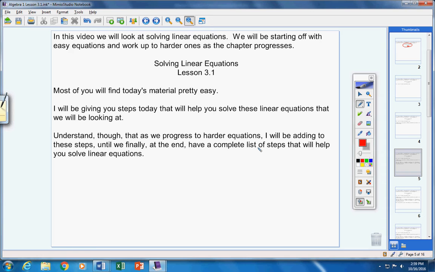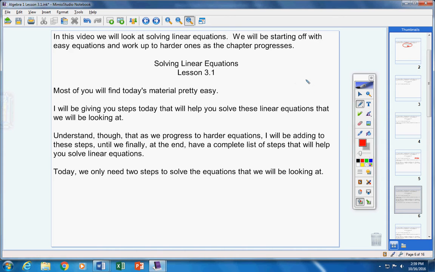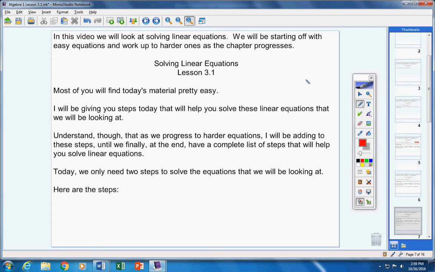I don't have the book open here in front of me. I'm not sure how many lessons we're going to look at in which we're solving linear equations, but I know it's going to be probably about 4 or 5 lessons. It's going to be a lot of lessons, and as they become more and more difficult, I'm going to have to add more and more steps. Like, for example, today we're just going to have 2 steps and that's it. 2 steps and nothing else. Okay. Well, as the equations become more and more difficult, obviously we're going to have more steps. Okay. Now today we only need 2 steps, like I just said, to solve the equations that we will be looking at. So here are the steps.